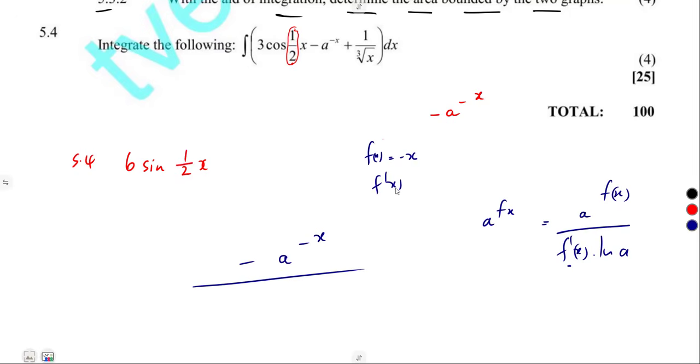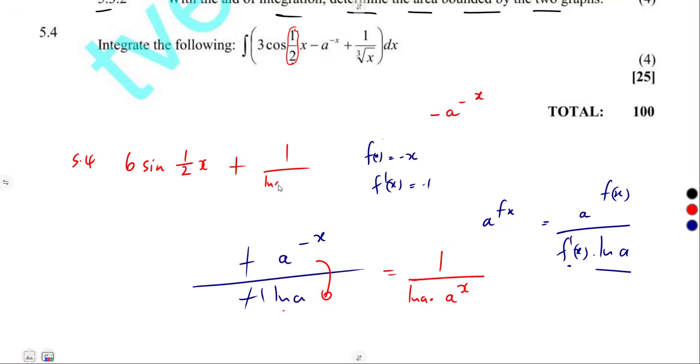Our f of x is negative x. What is its derivative? It's -1. So that's -1 times the ln of a, which is just ln of a, as it's already a. So the negative was going to cancel and give us a positive. You can write it as it is, or you can take it down and have it as 1 over the ln of a times a to the exponent of x as a positive. It's still one and the same. So that's 1 over the ln of a times a to the exponent of x, just like that.